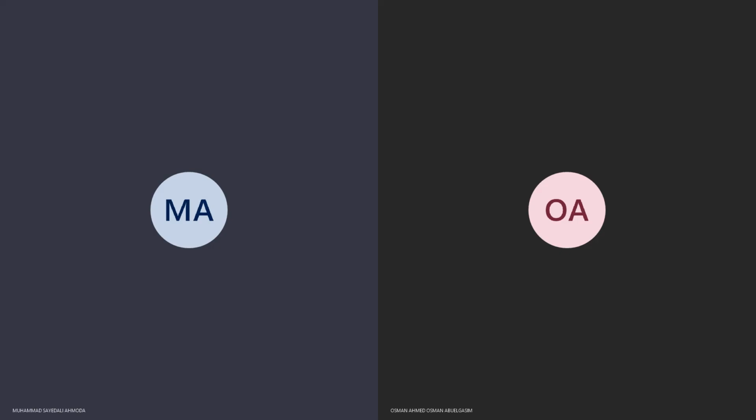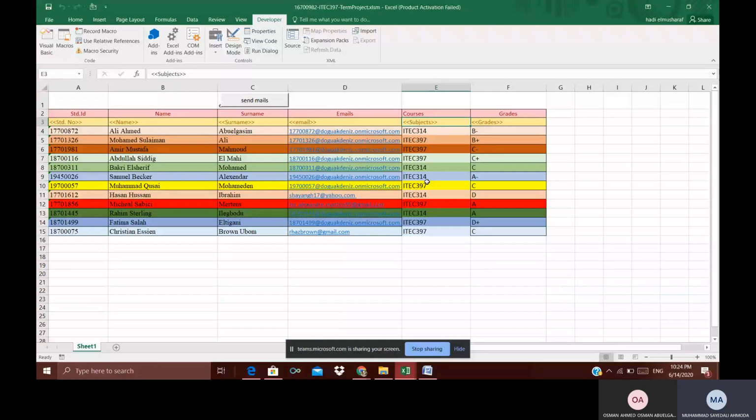Hello everyone. Today we'll be talking about ITEC397. I'm a student taking this course, and this is the term project of this course, which stands for macro coding. It's about Excel linked with the VBA, as you know, recording a macro and dealing with the macros in general through the Visual Basic.